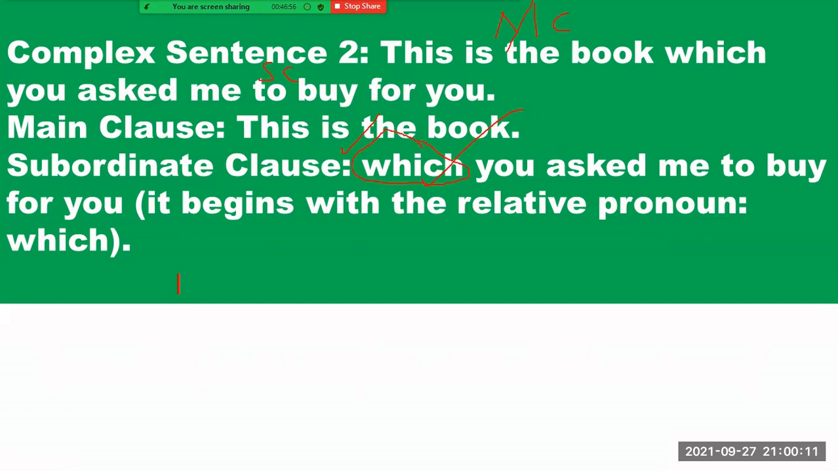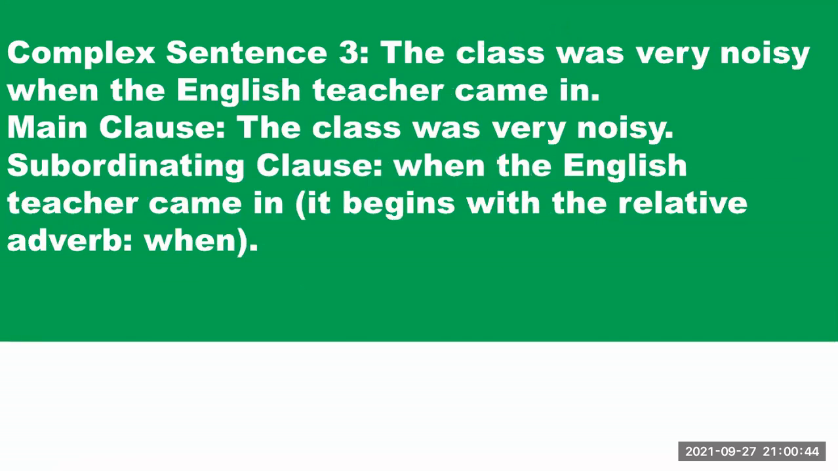There are different types of relative pronouns. We have whom, we have which, we have that, we have whose. All right. These are relative pronouns, and each of them can begin a subordinate clause, which we can grammatically describe as a relative clause or an adjectival clause. All right. So let's look at the third complex sentence type, the third example of it.